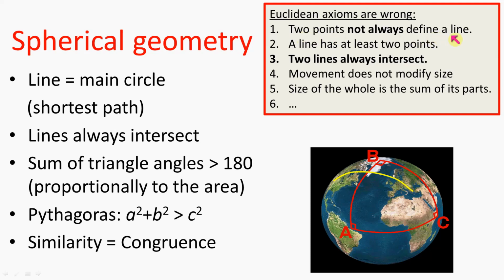Let's return to the axioms. The first axiom of Euclidean geometry says that 2 points define a line. Is it valid here? Well, usually yes, but not always. Because if we select, for example, the North Pole and the South Pole, then all longitude lines will go through these 2 points. Generally speaking, if we select 2 antipodal points on the sphere, then infinitely many lines can be defined. But if we exclude this special case, yes, it's true that 2 points unambiguously define a line.